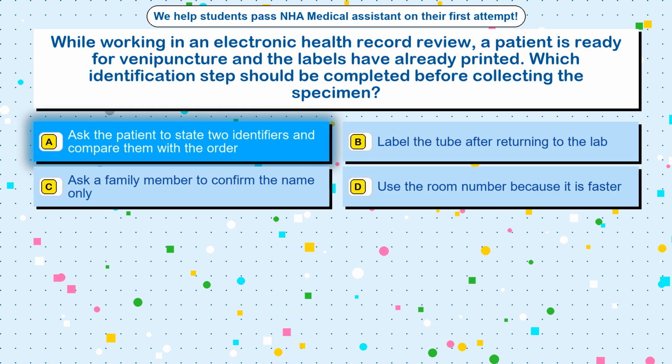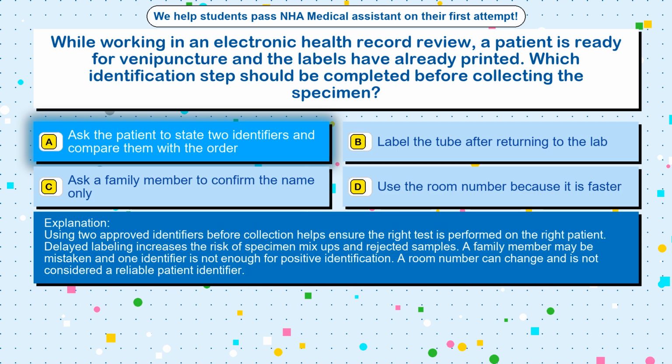The correct answer is option A. Ask the patient to state 2 identifiers and compare them with the order. Using 2 approved identifiers before collection helps ensure the right test is performed on the right patient. Delayed labeling increases the risk of specimen mix-ups and rejected samples. A family member may be mistaken and 1 identifier is not enough for positive identification. A room number can change and is not considered a reliable patient identifier.